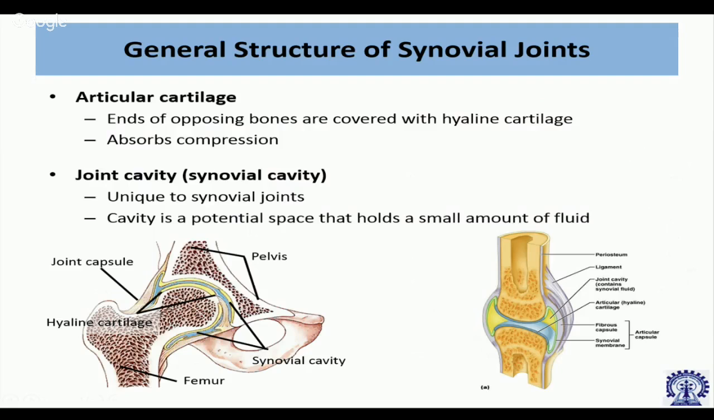The general structure of the synovial joint: you have articular cartilage, where the ends of opposing bones are covered by hyaline cartilage, and this cartilage absorbs a lot of compressive load. Then you have the joint cavity, a synovial cavity which is unique to synovial joints. It is not present in other joints. This cavity is a potential space that holds synovial fluid.